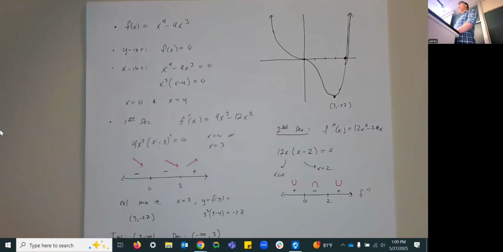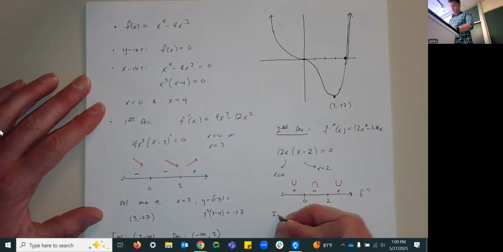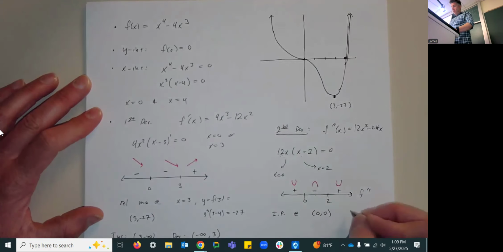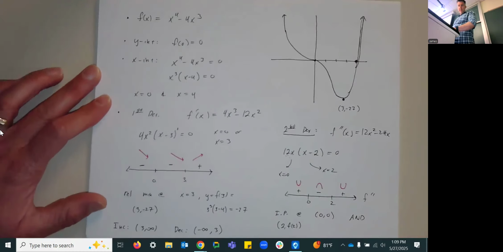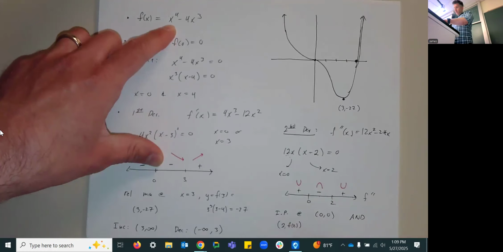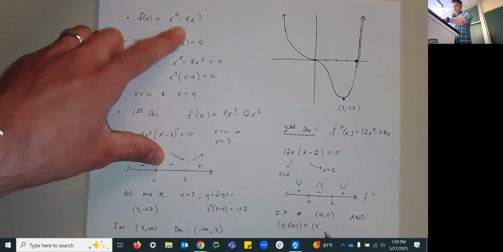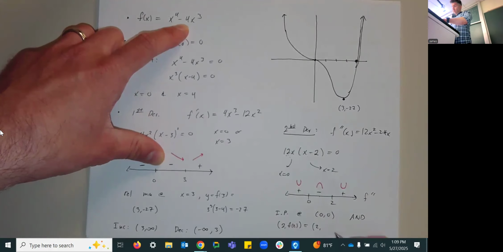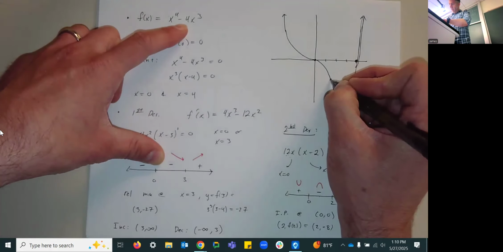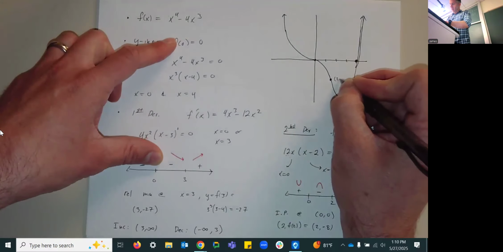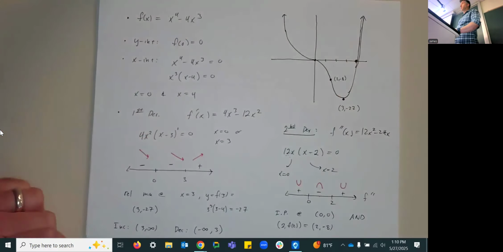So we have 2 inflection points. We have an inflection point at 0. I'll say 0, 0, because we know the y value. And we also have an inflection point at 2, whatever f of 2 is. I guess we could plug it in. F of 2 is going to be 2 to the 4th, which is 16, minus 4 times 8. So 16 minus 24 is -8. So over here at 2, -8, that's where we have an inflection point. I know it doesn't look perfect because I graphed it by hand.